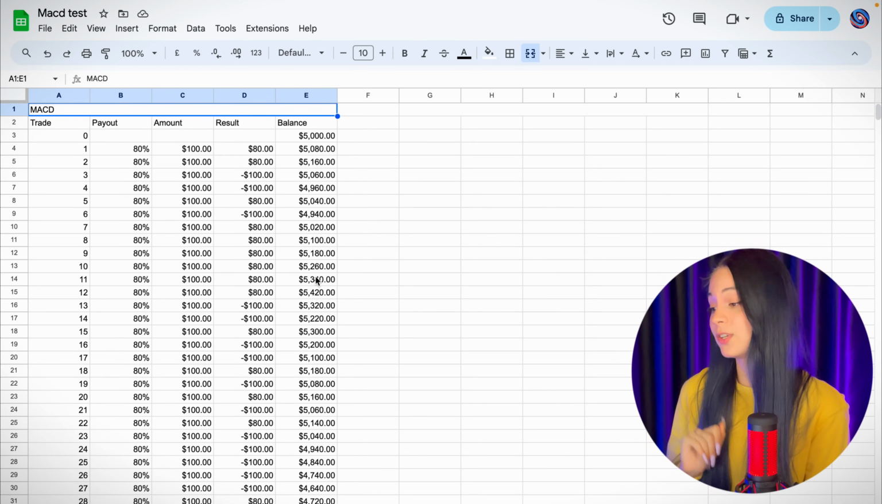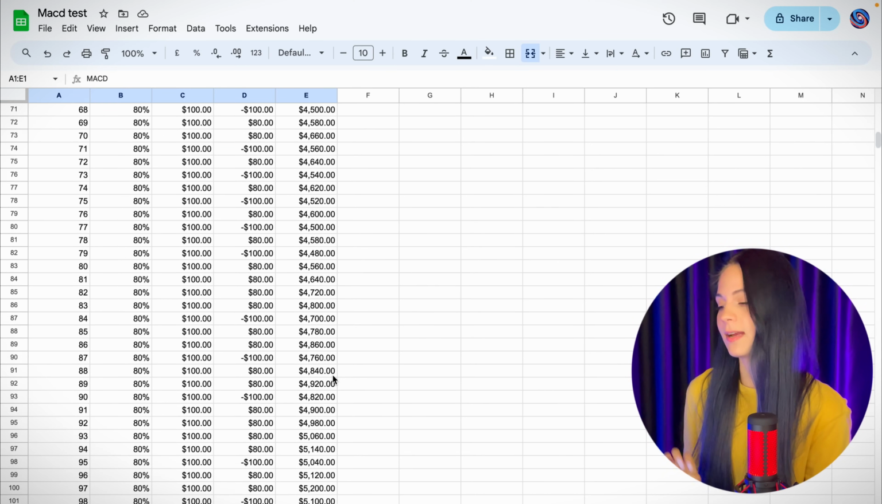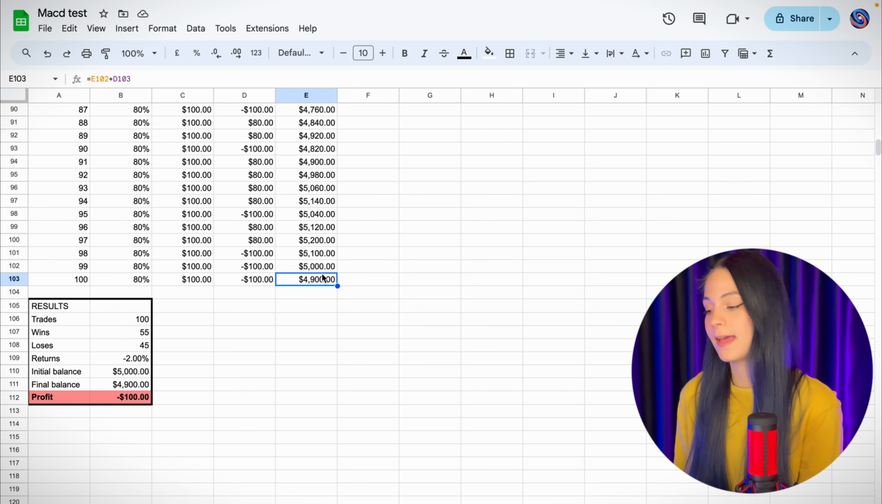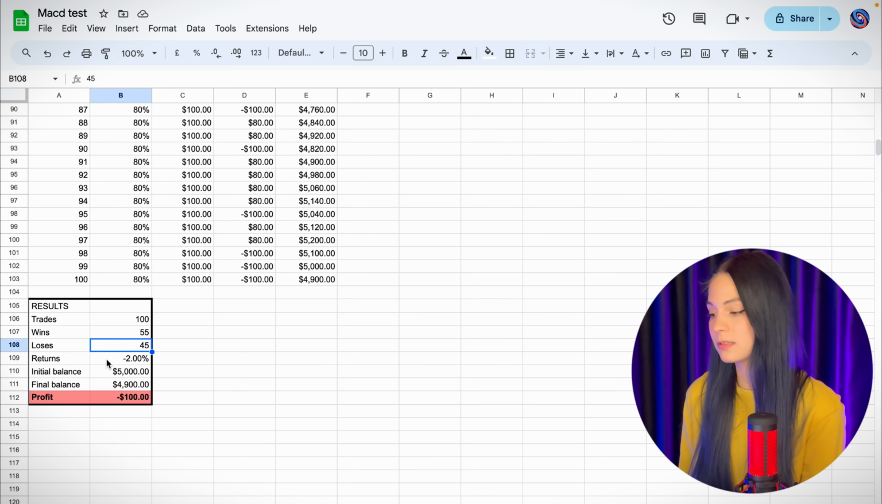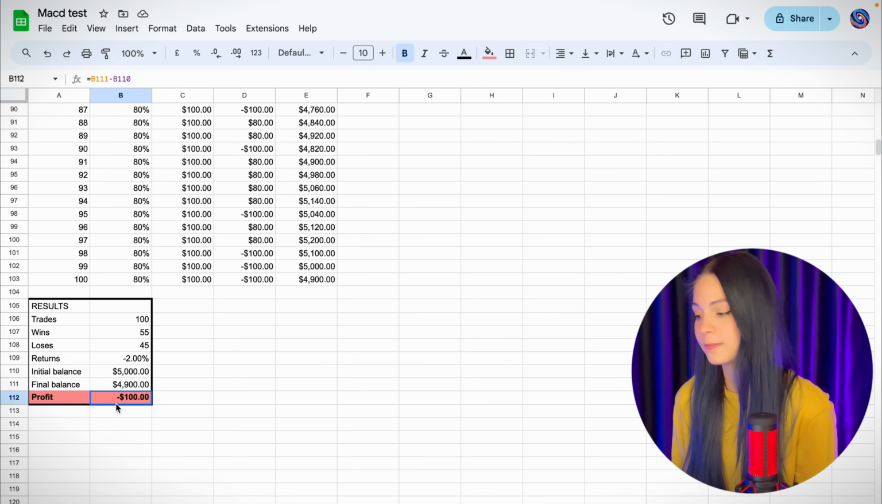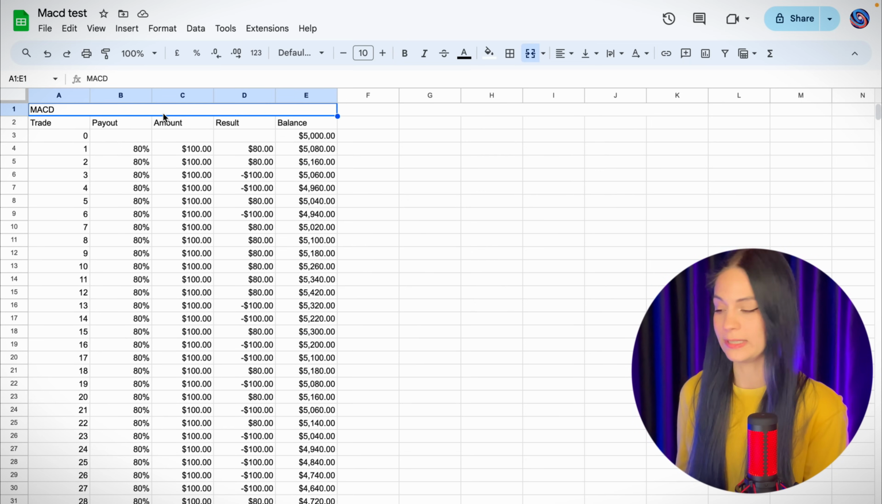Alright, I am finished with back testing for the MACD strategy, and this is all the deals that I've done, and at the end I have $4,900, and this is the stats at the end: 100 deals, 55 wins and 45 losses, and basically you can see all the stats here.